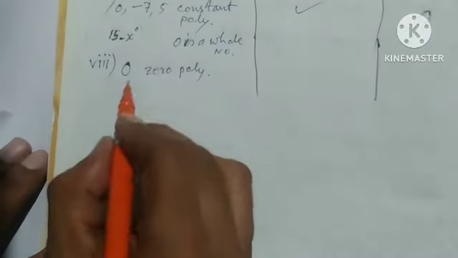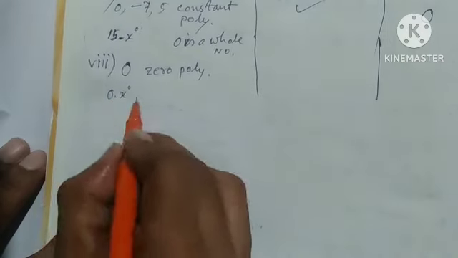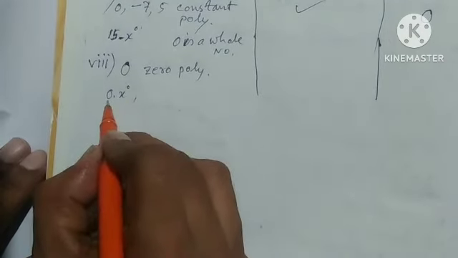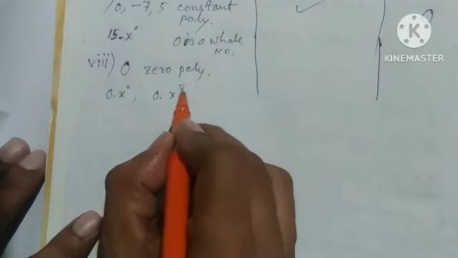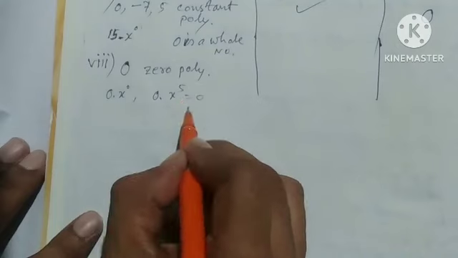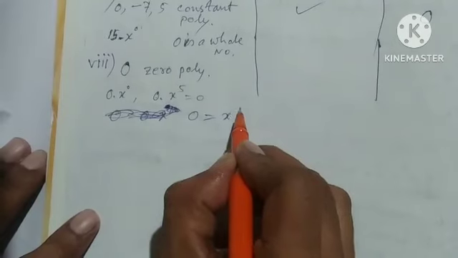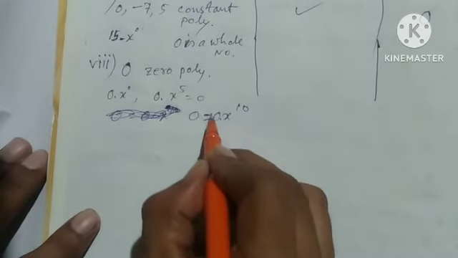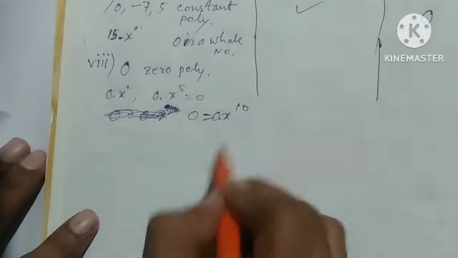For 0, it is exceptional, because you can write 0 into x to the power 0. It is correct, because x to the power 0 means 1, and 1 into 0 is equal to 0. And 0 into x to the 5 also gives 0, because 0 into something is equal to 0. Or you can express 0 as 0 into x to the power 10. So all these are possible.